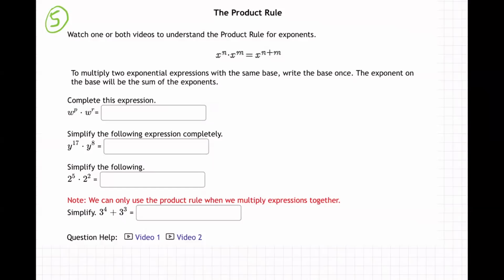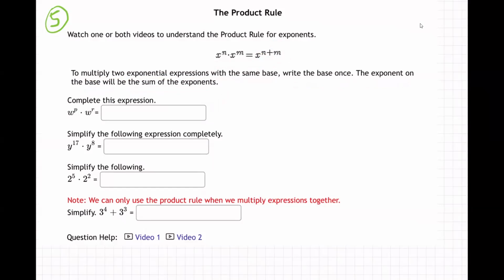Okay, on this question, they're giving us this rule for how you multiply same bases to different powers. You basically add the powers. As it says here, to multiply two exponential expressions with the same base, write the base once. The exponent on the base will be the sum of the exponents.